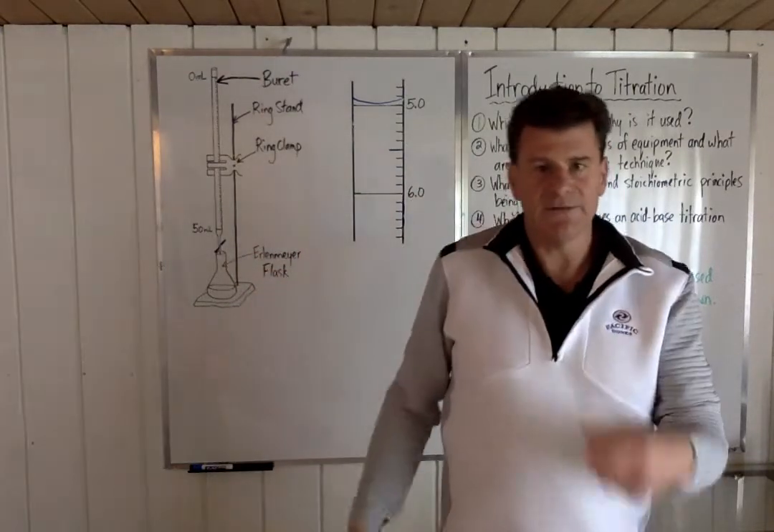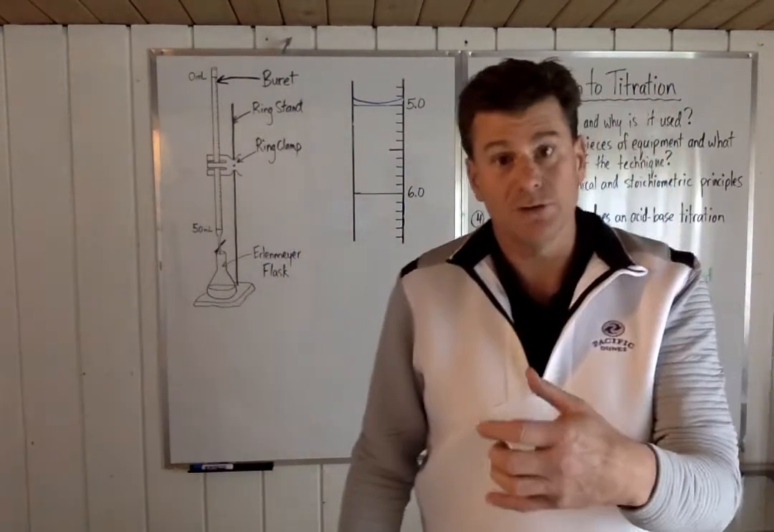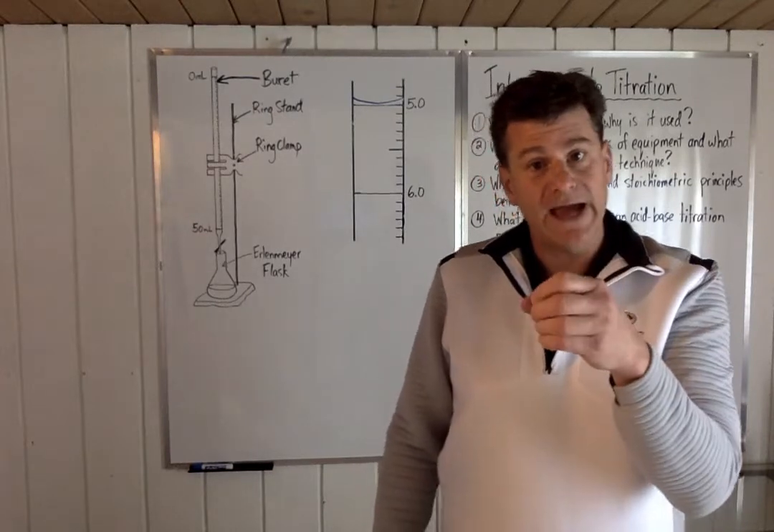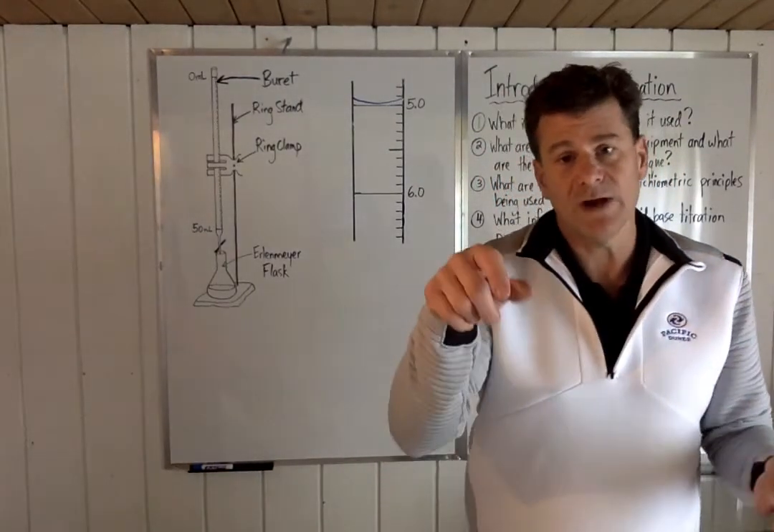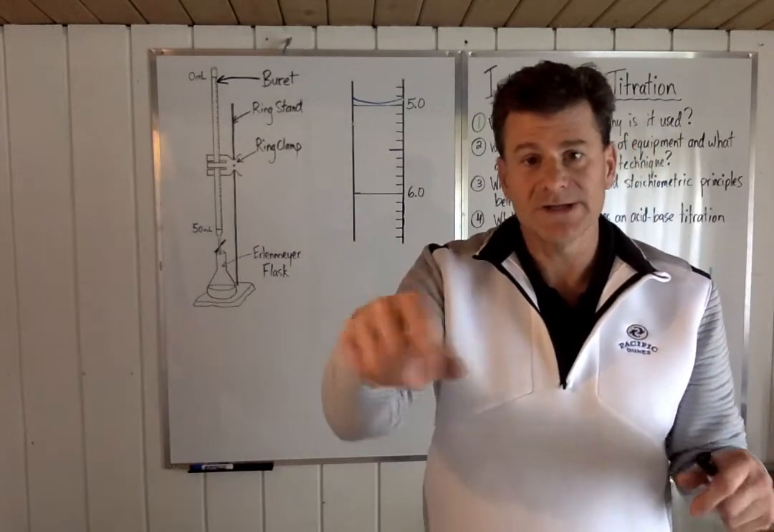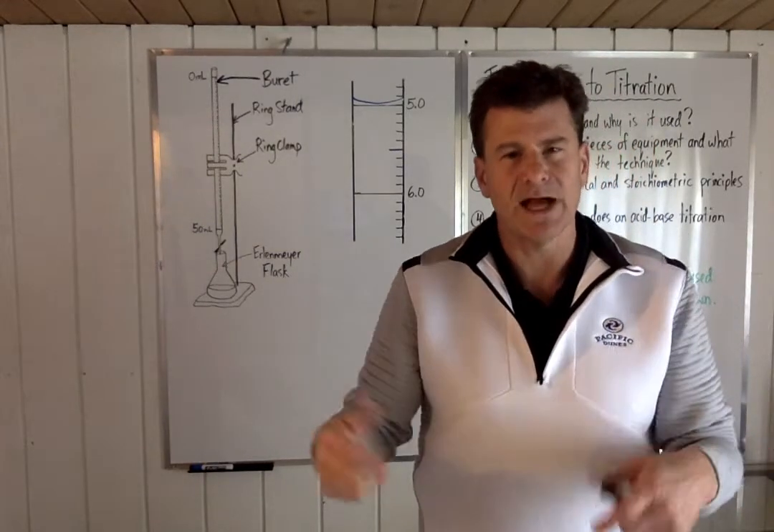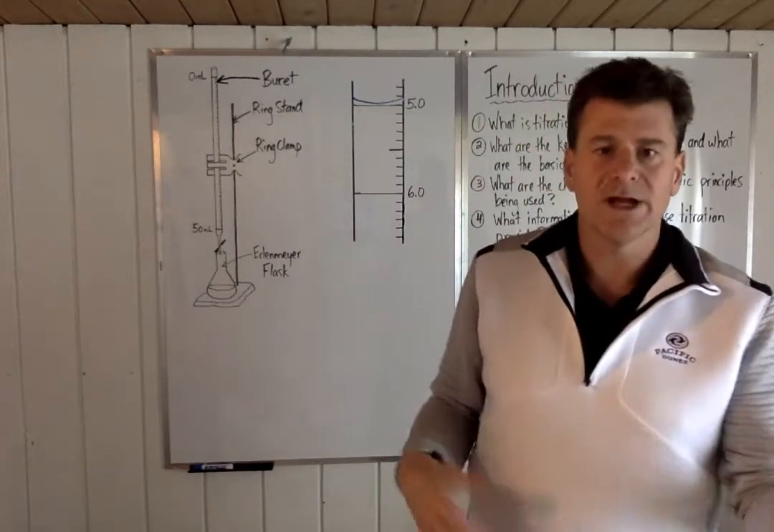And then sitting underneath the burette is your Erlenmeyer flask, and it's got a narrow neck and a wide bottom, and they're specifically designed for mixing. So you can grab the narrow neck and swirl the contents down in the bottom and it doesn't splash out.